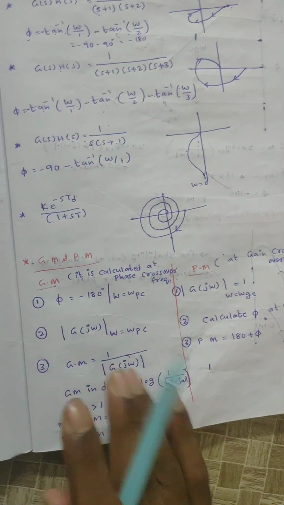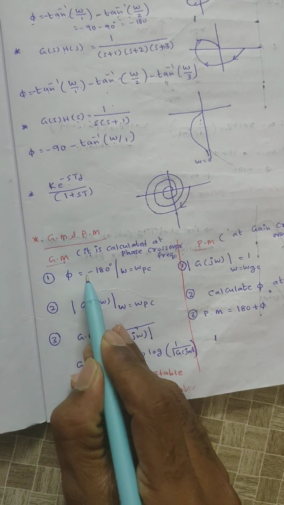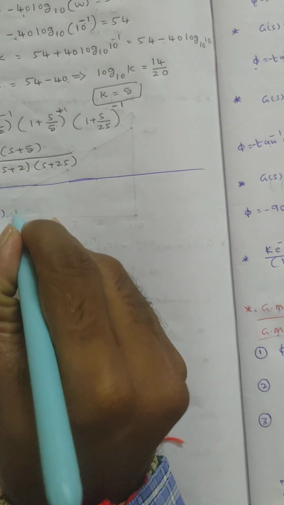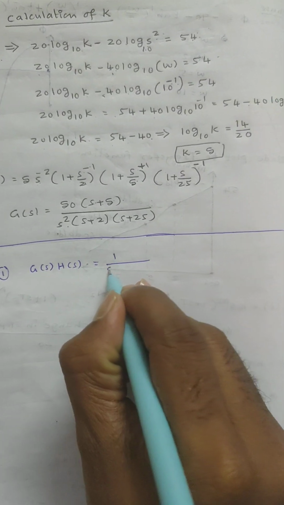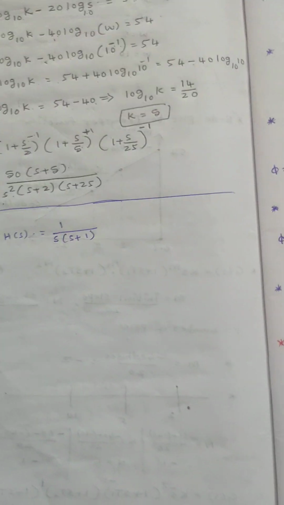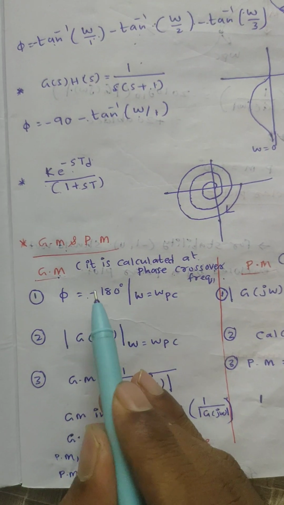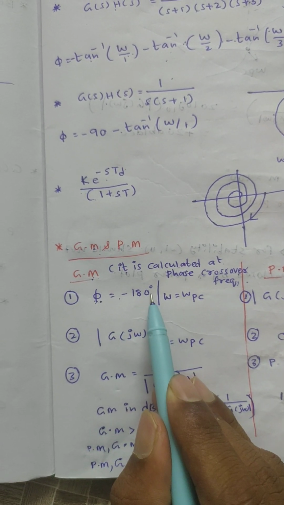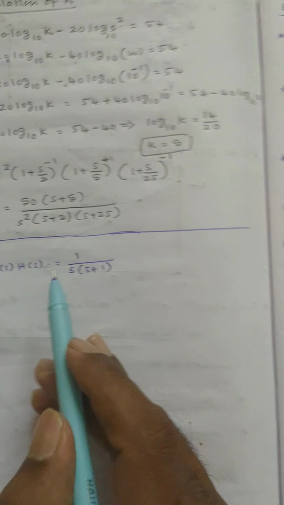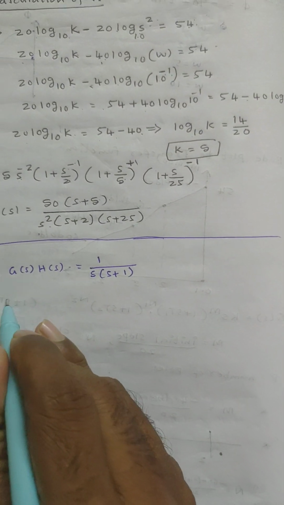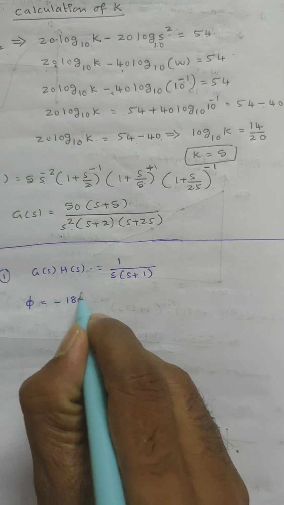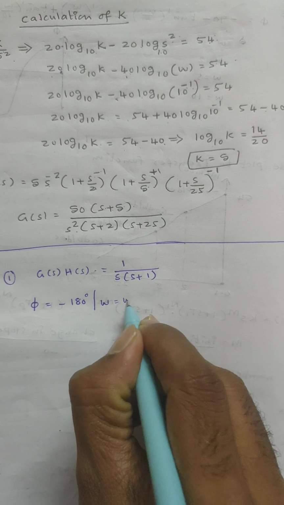Now we will solve one problem on how to calculate the gain margin. Let us consider a transfer function G(s)H(s) = 1/(s(s+1)). What is step 1? To calculate the gain margin, first phi is equal to minus 180 degrees at ω = ω_pc. This is step 1.